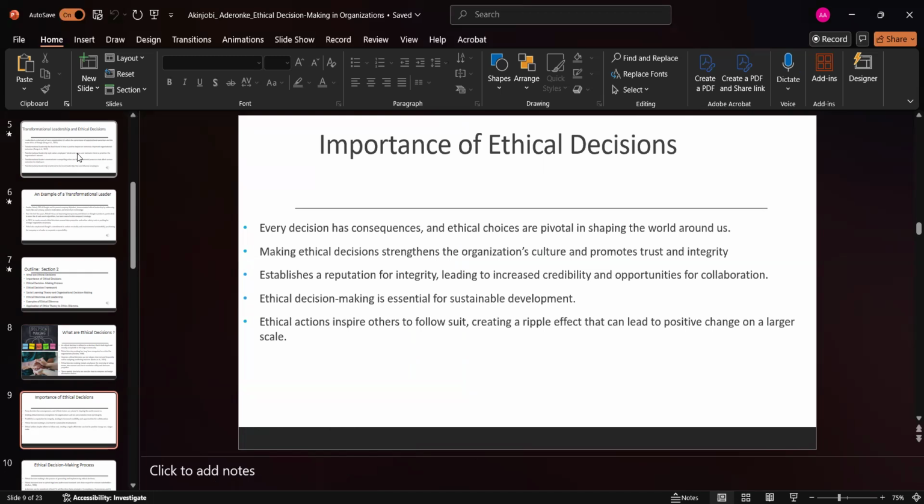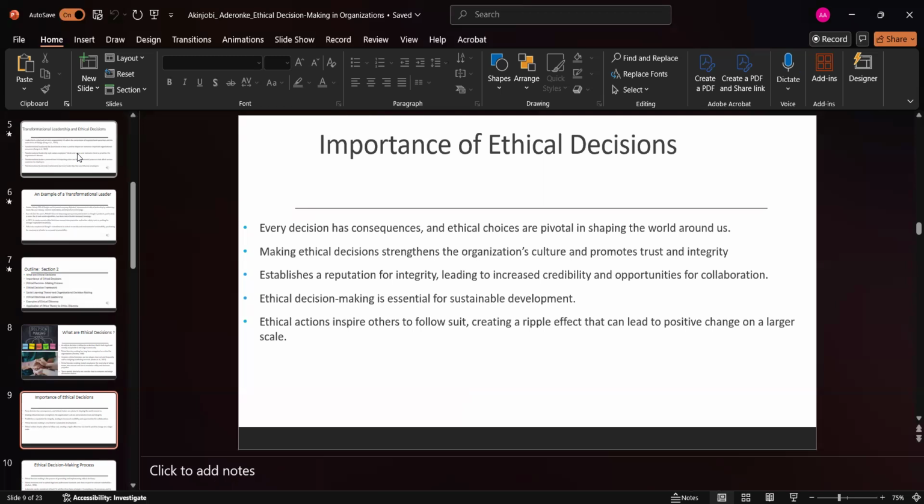Importance of ethical decisions. Because every decision has consequences, ethical choices are pivotal in shaping the world around us, meaning that ethical decisions impact the organization, the employees, and the society. So they are very important.